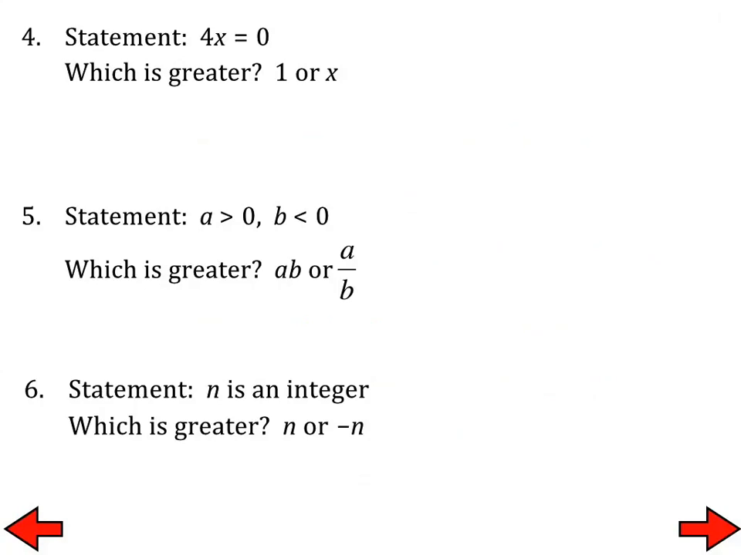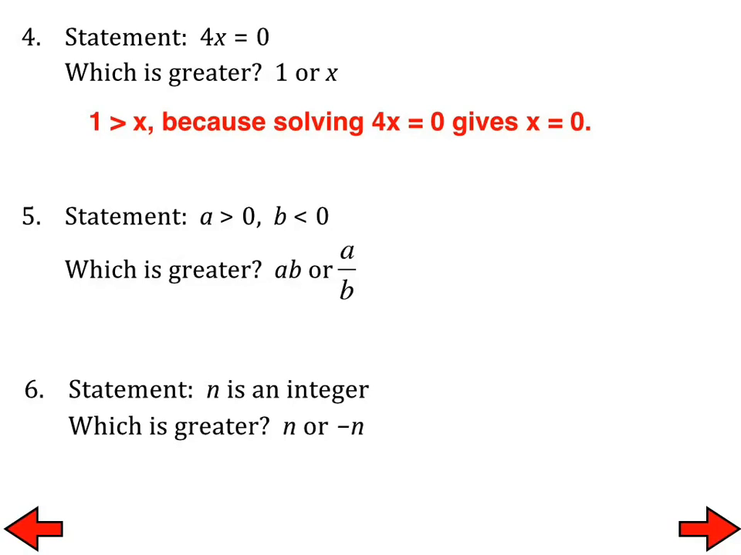In fact, I would like all of you to try 4 and 5. So number 4, once again, we talked about that just a second ago. 1 is the greater of the two because x is 0.